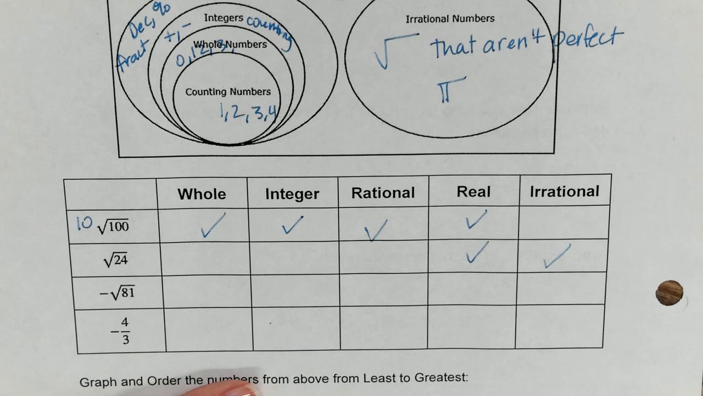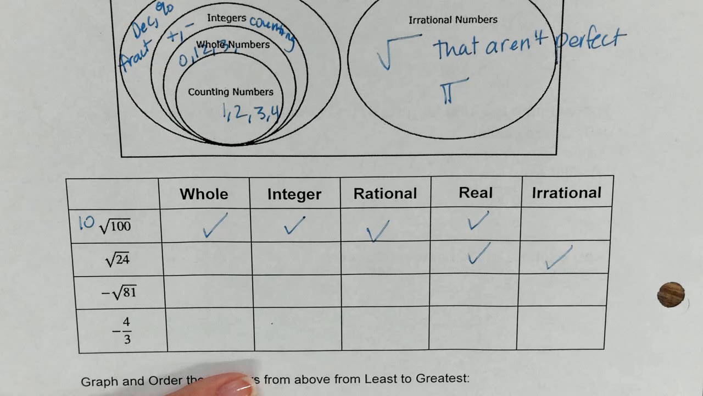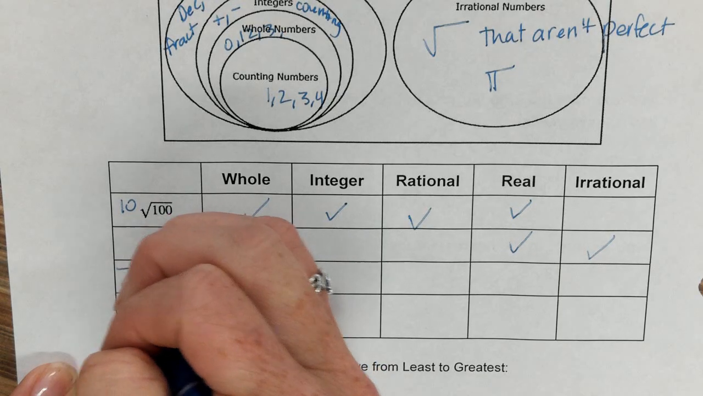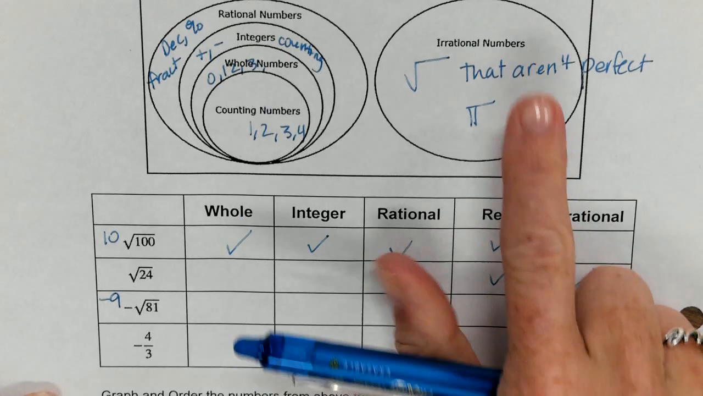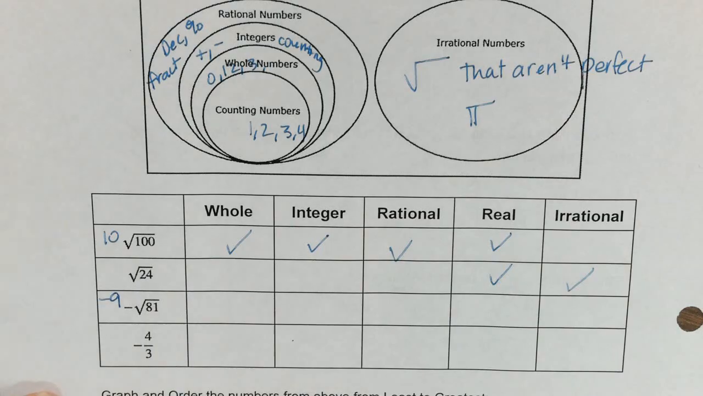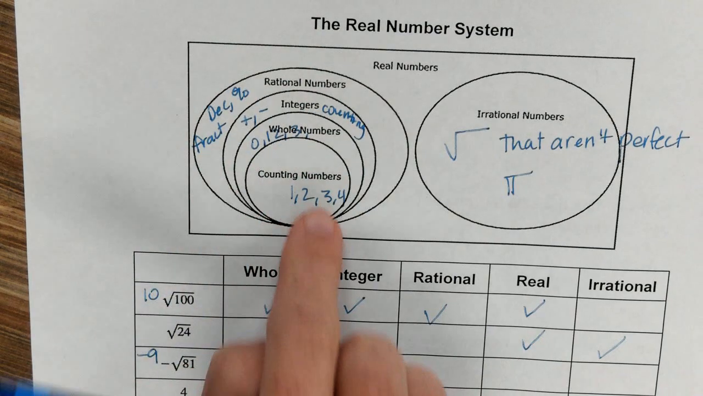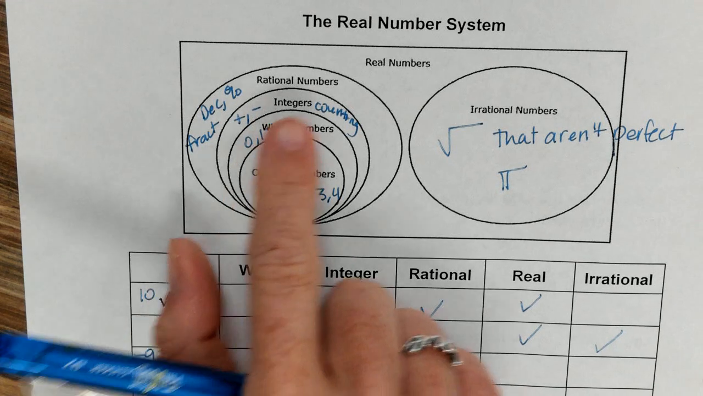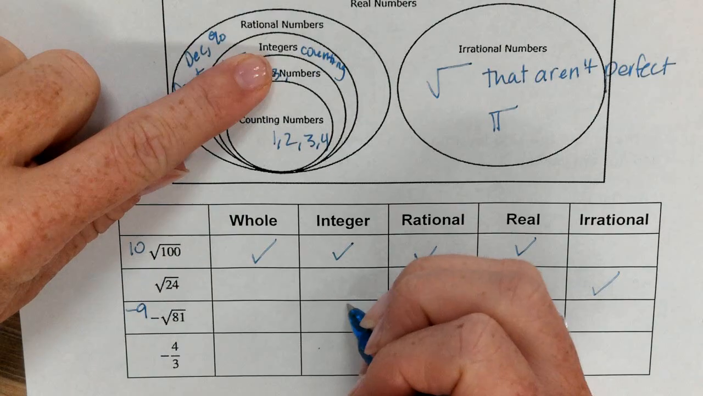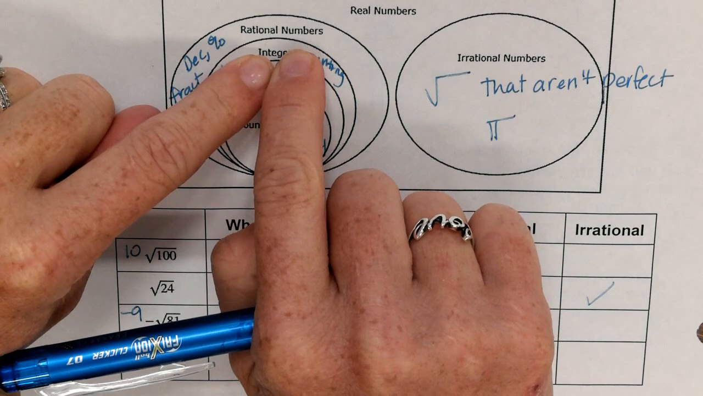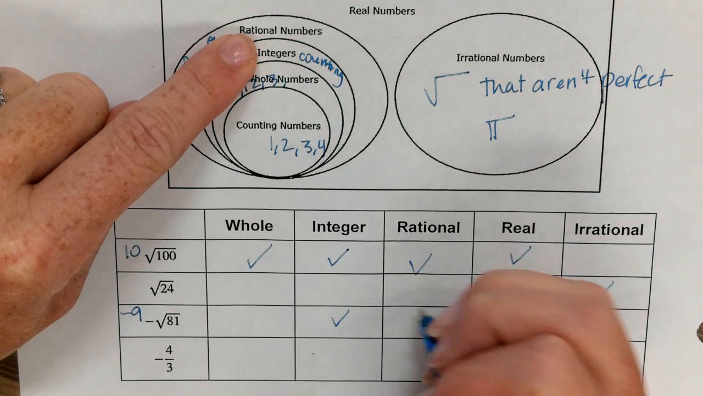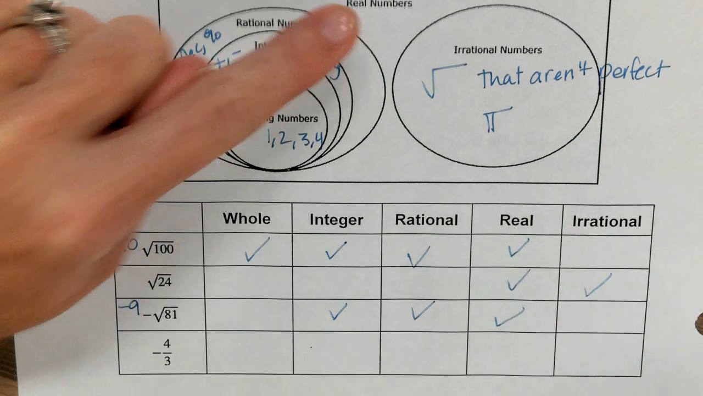Negative square root of 81. Put it in your calculator if you don't know it. What is the negative square root of 81? Negative 9. So is it irrational? Negative 9? No. Where would negative 9 best go on this chart? So stop. Check mark integer and everything above it. So what else is it? Rational and real. Nothing else.